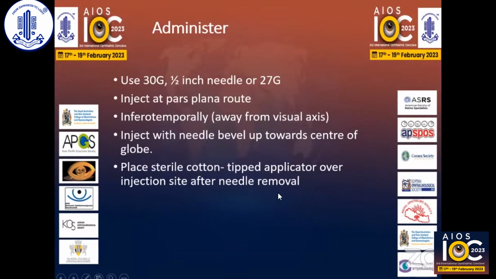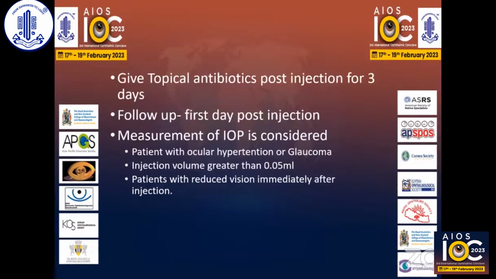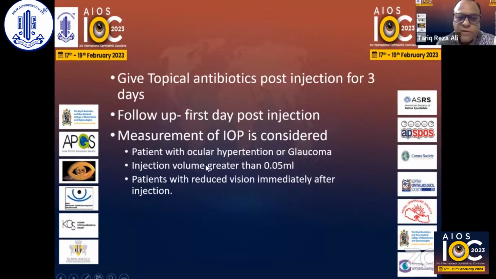We administer with a 30 gauge needle. If not available, a 27 gauge needle can be used. Injection at the pars plana temporally, with the needle bevel up and towards the center. A sterile cotton-tipped applicator is held over the injection site to resist backflow. Give topical antibiotics post injection.